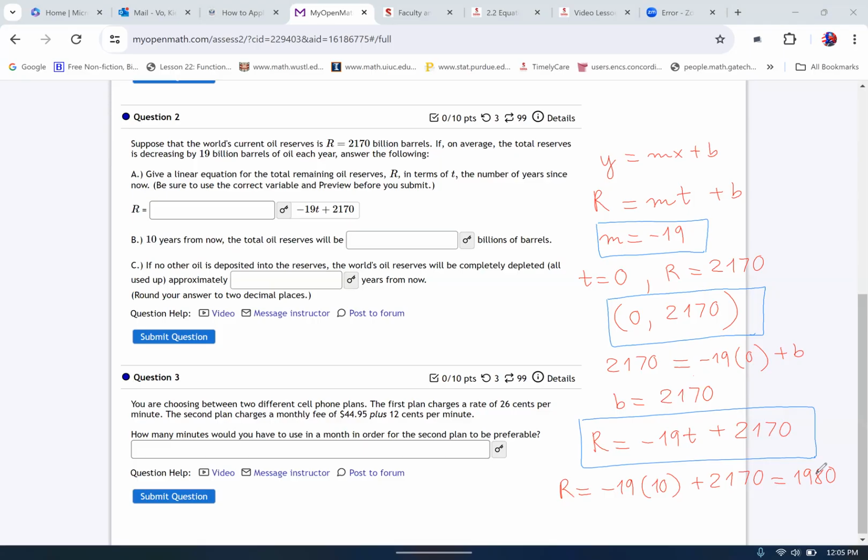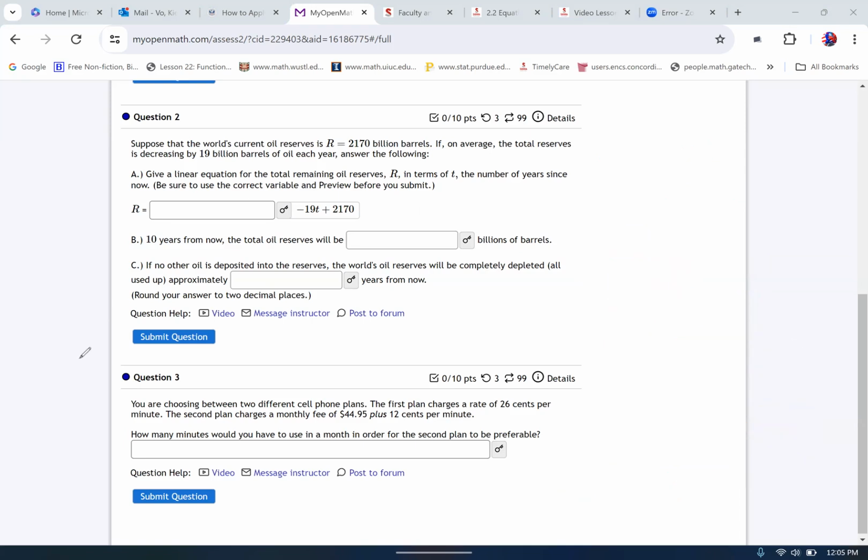Okay, so let's try that. So I'm going to clear all of this and redo this. So I would plug in R equal to 0. So that means I have negative 19T plus 2,170 is equal to 0. Well, it's equal to 0 because the 0 here represents when the oil reserve is completely used up. Okay, and then I just need to solve this equation for T.